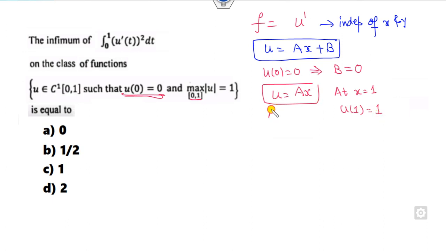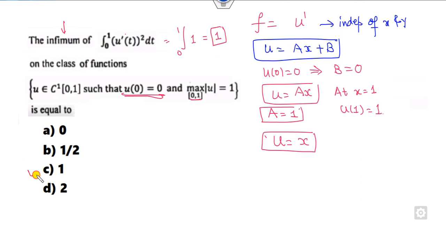So what is my a? A is 1. Fine. So therefore u is x, that is my extremal. Now you have to find the infimum. You can substitute the value here. u dash is 1. Answer is 1. This is the correct answer of this problem.